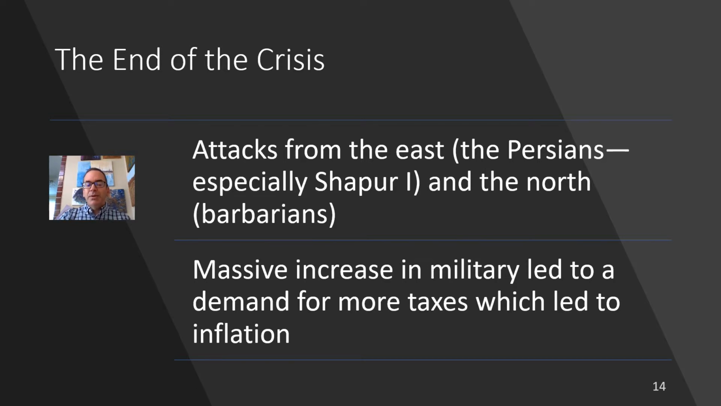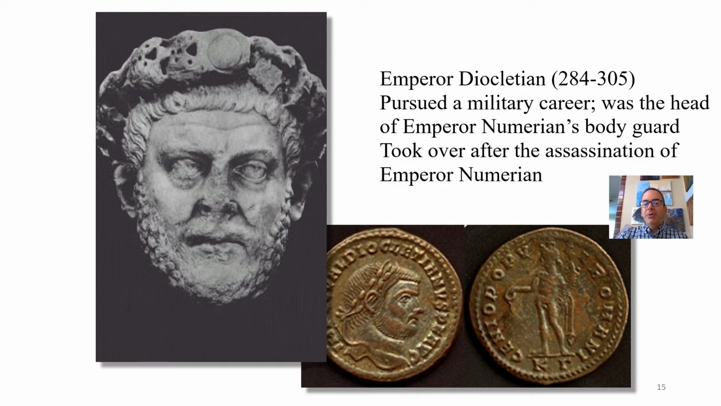So what you really have is a military issue. You've got attacks from the east and attacks from the north, which led to more and more taxes, which led to inflation, which led to social upheaval. Now, the person to end all of this was an emperor named Diocletian, and I've given you the years that he ruled here.